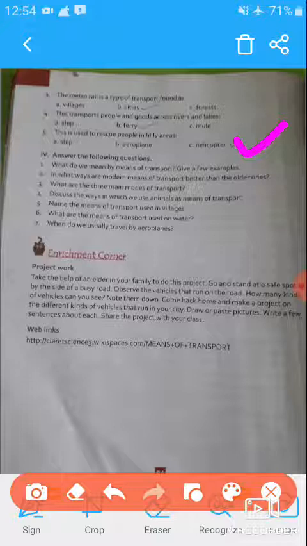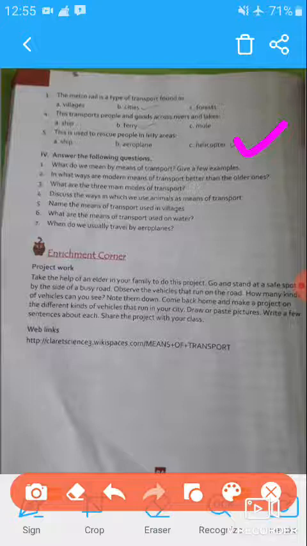Now let's come to question number 2, that is, in what ways are modern means of transport better than the older ones? So students, here you will compare the modern means of transport and older ones to know which means of transport is better. In the answer of question number 2, you will write modern means of transport is faster than older ones.